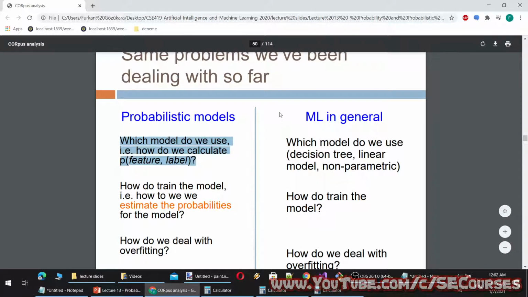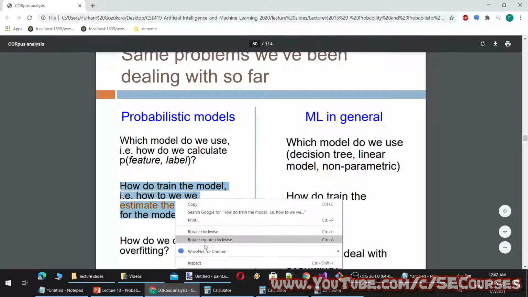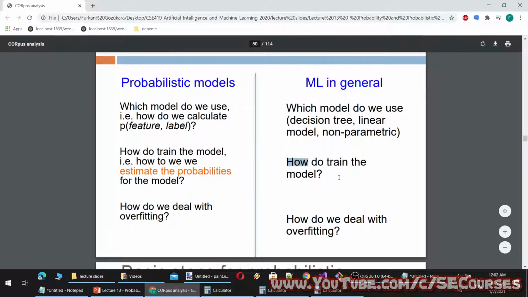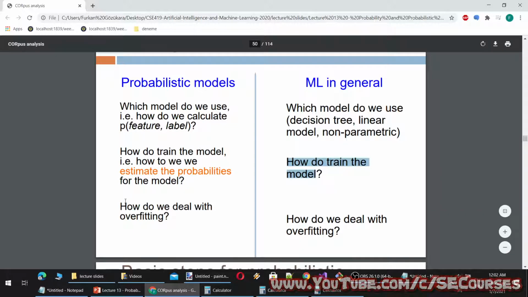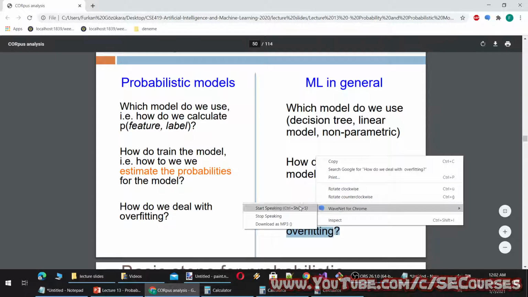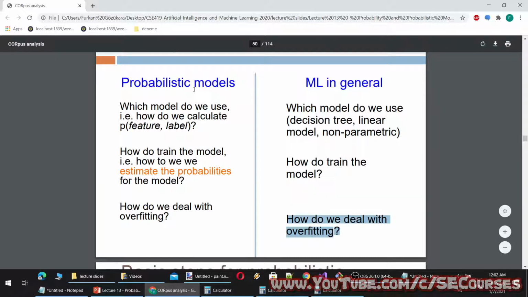Which model do we use, i.e., how do we calculate P(feature, label)? This is ML in general. Which model do we use? Decision tree, linear model, non-parametric. How do we train the model, i.e., how do we estimate the probabilities for the model? How do we deal with overfitting? So you see, the questions of probabilistic models are almost the same as the questions in general machine learning.